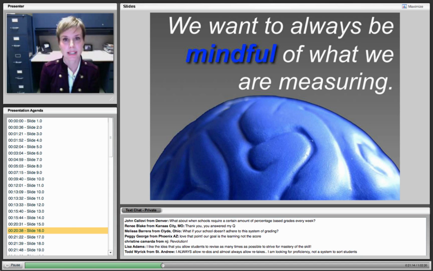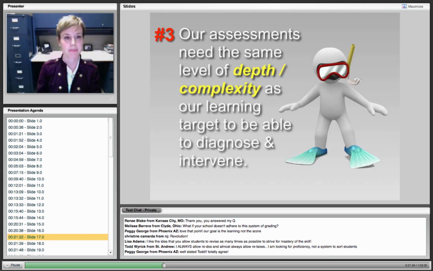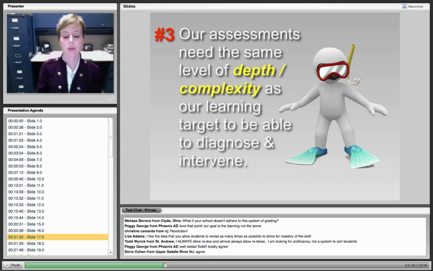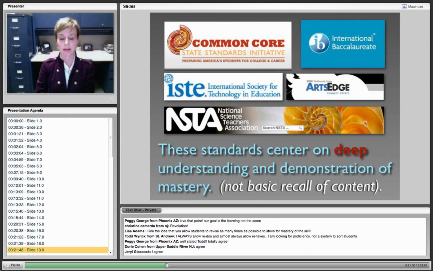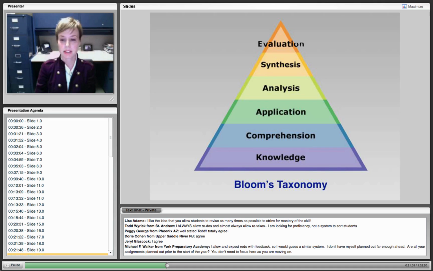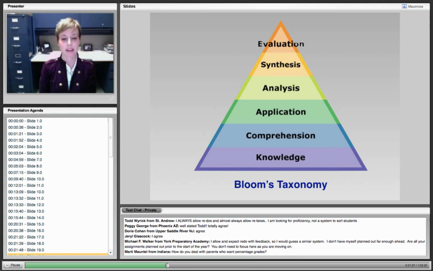And yes, redos and retakes, we could make that point five that we're not getting to this afternoon, but redos and retakes are an important foundation in high quality assessment. The third piece is that our assessments need to have the same level of depth and complexity as our learning target in order to be able to diagnose and intervene. We all know about Bloom's taxonomy. We all know that our learning targets, when we think about all of the standards, international, national standards that we're using to design our learning targets, we are trying to push students to analysis, synthesis, evaluation, and we need to make sure that our assessments do the same.